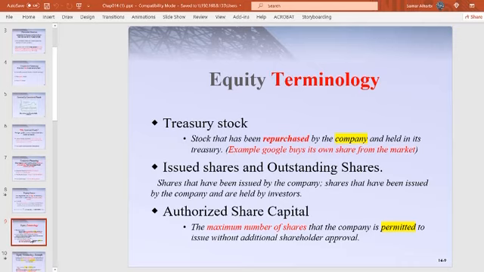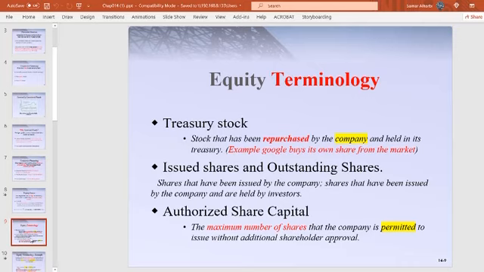Okay. Next, issued shares and outstanding shares. A company issues shares to raise money from investors. Issued shares are known as outstanding shares. So if we say issued shares or outstanding shares, it is the same. This is the number of shares in the market.